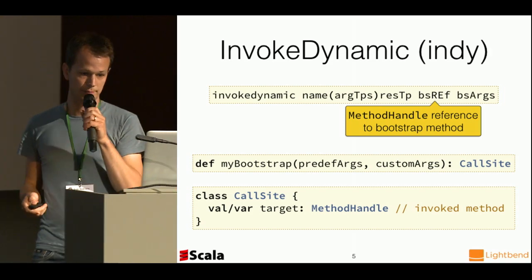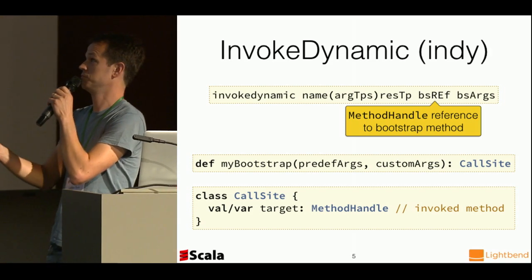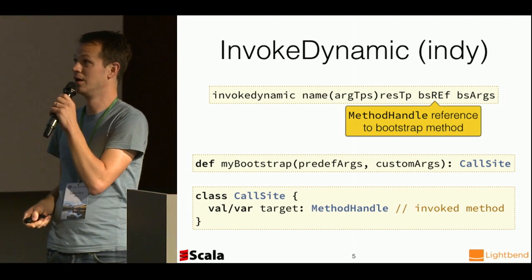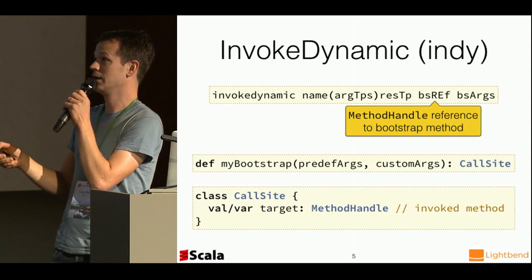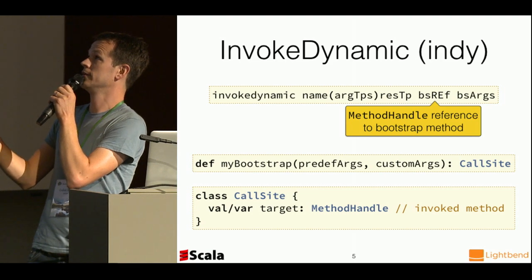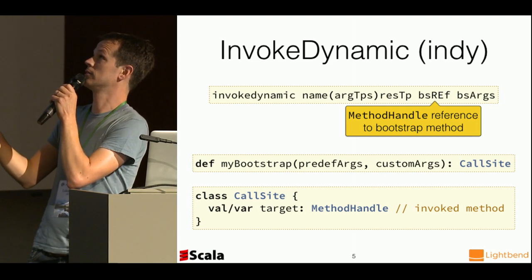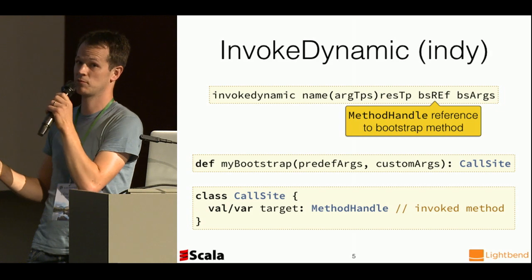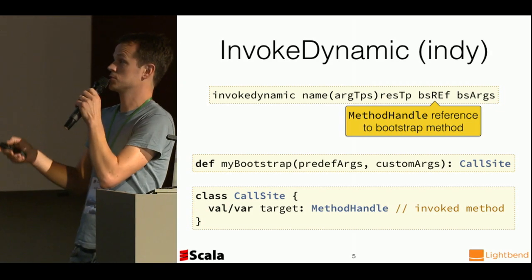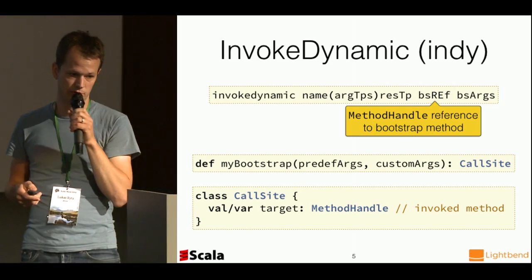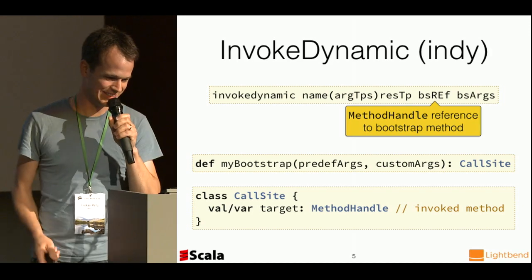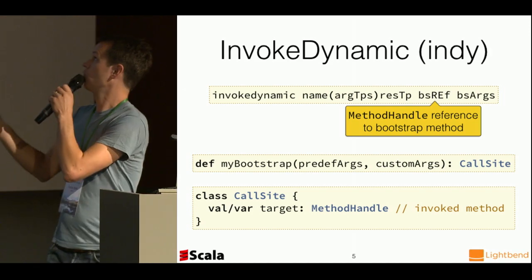So how does a bootstrap method look? This is not even a correct, but a very simplified example. You can define your own. It takes a number of predefined arguments, amongst those the name that is specified here and the types. These you always get as predefined arguments in a bootstrap method. And then you can define custom arguments that your bootstrap method wants to take in order to do whatever it needs to do. And the result is always a call site.